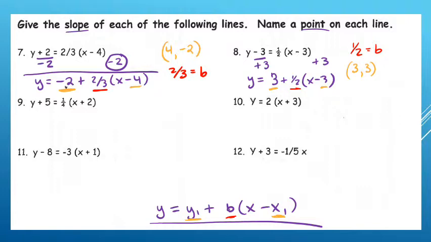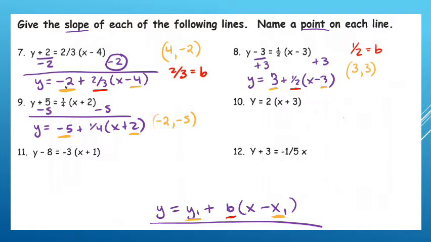So again, I'm going to subtract 5 from each side. I now have y equals, again, I'm going to put the negative 5 actually at the front, plus 1/4 times x plus 2. And now I can pull out the coordinates of my point. So I'm going to be careful here because it's x minus x1. So if this became a plus 2, that means my x coordinate is actually negative 2. My y coordinate is negative 5. So there's my point. And my slope here is going to be 1/4.